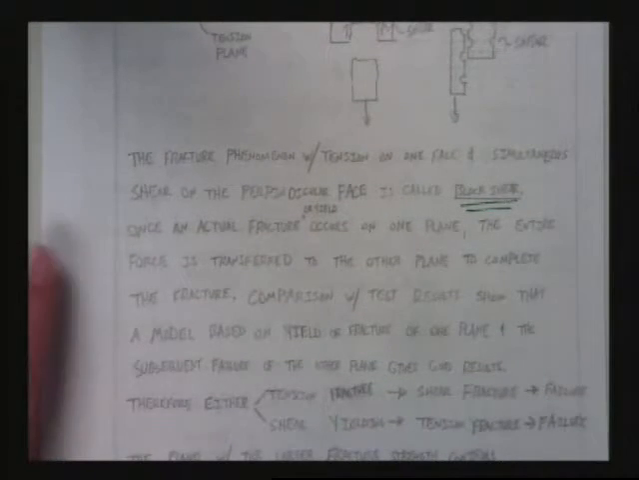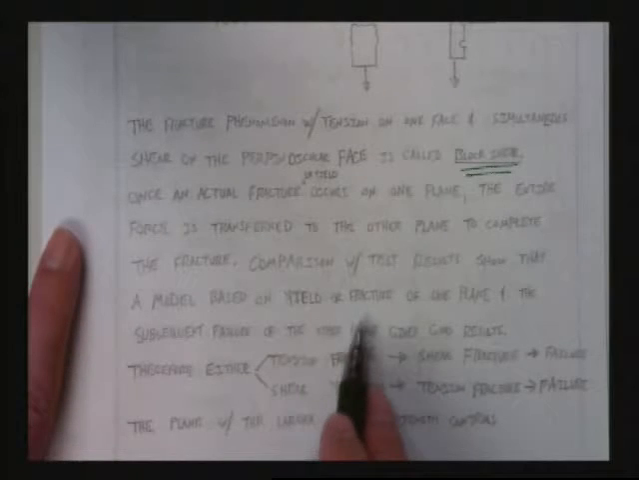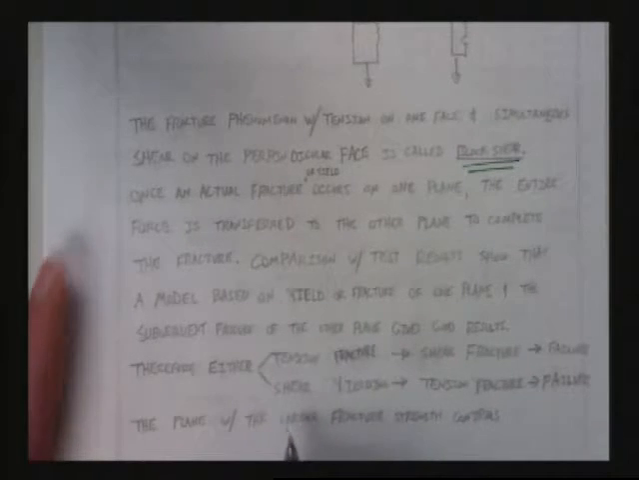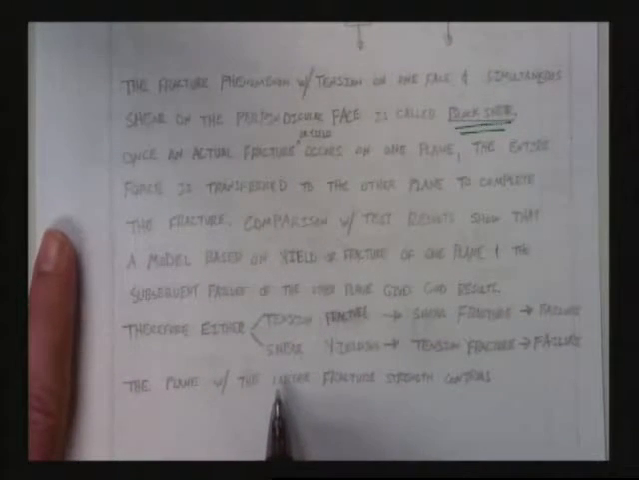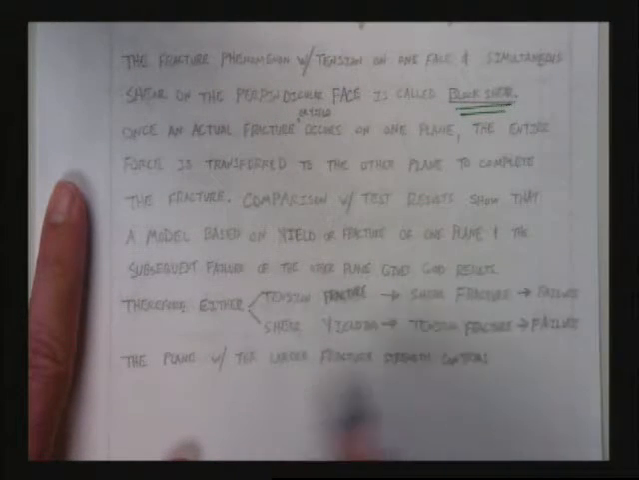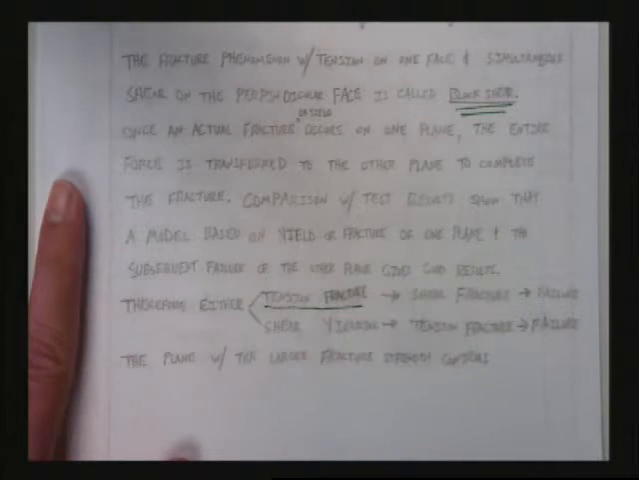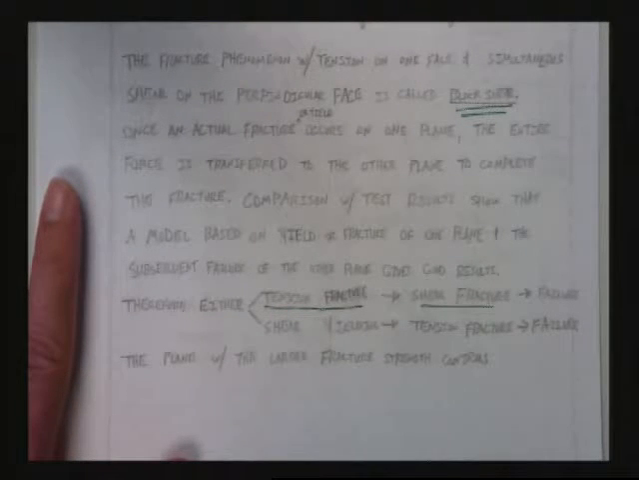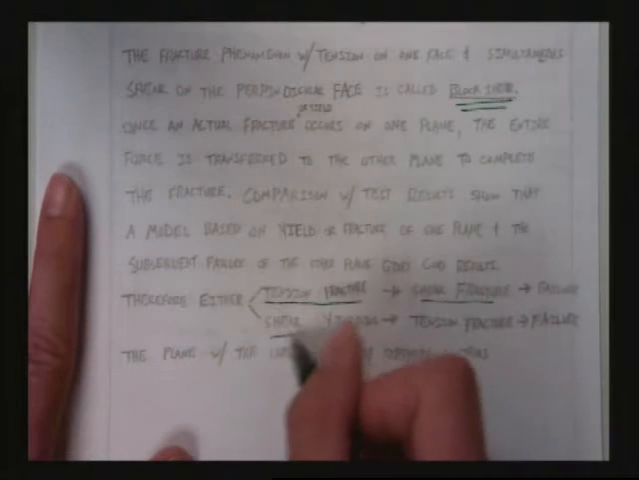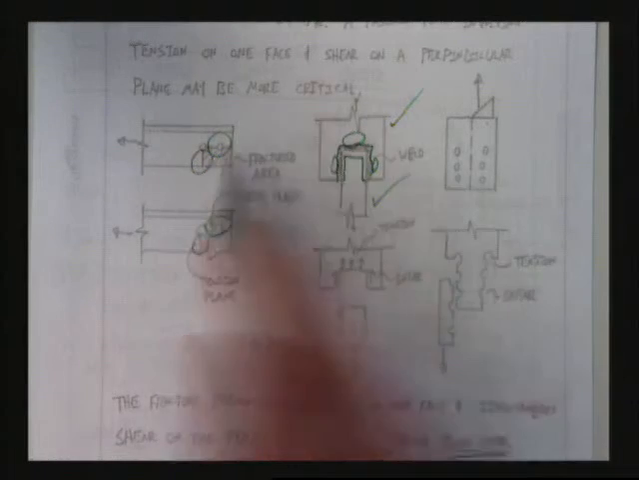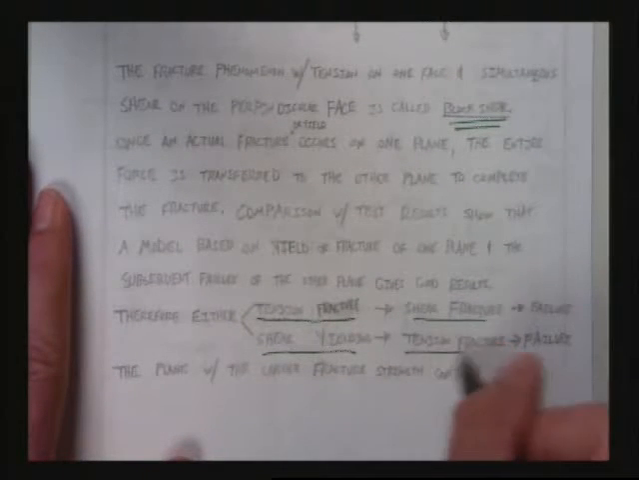Comparison with test results shows that a model based on yield or fracture on one plane and the subsequent failure on the other plane gives good results. I talk way more about this in the undergrad class than I do the graduate class, but we're going to find out that one of two things happens. You either have tension fracture that happens first, there starts to be a split on that front face, and then you have shear fracture on the other face, right? Or we have something called shear yielding along this face, and then we ultimately have tension fracture.